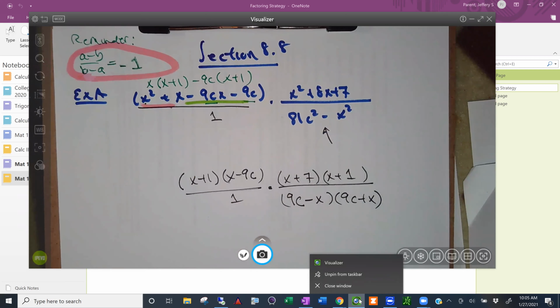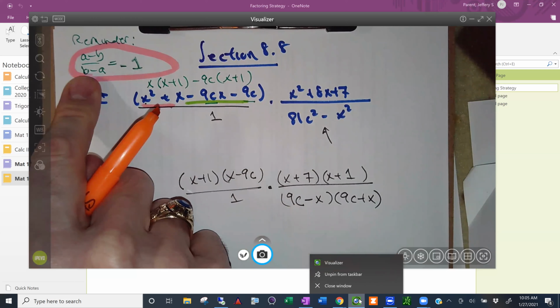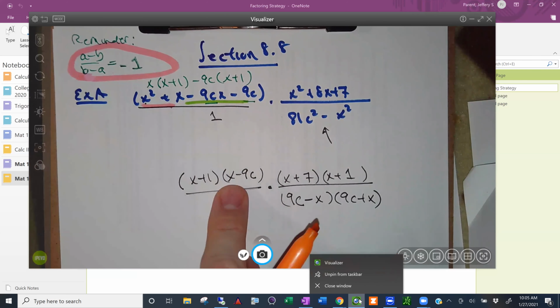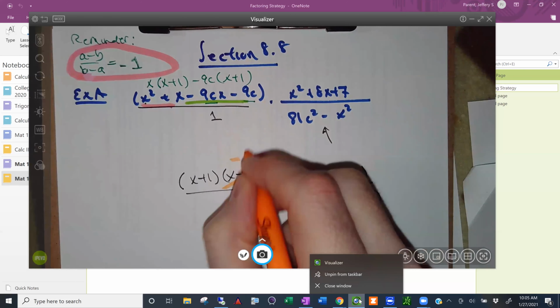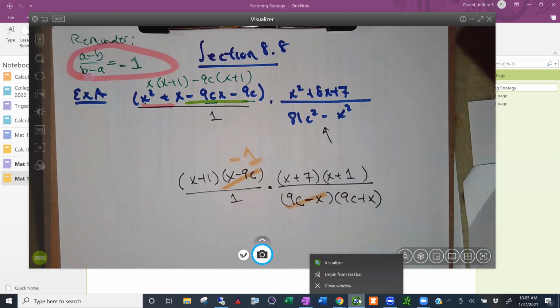Now, do I get any cancellation? Can't you multiply a -1 to the X minus 9C and then cancel that with the 9C minus X? So there's 2 different ways you can handle this. You could factor out a -1 if you wanted, similar to what you just said. Or you could use my little reminder that I started out with. Because these are the same terms but in opposite directions, X minus 9C, 9C minus X, I can cancel it and just write a -1. That's probably the easiest way to handle it.